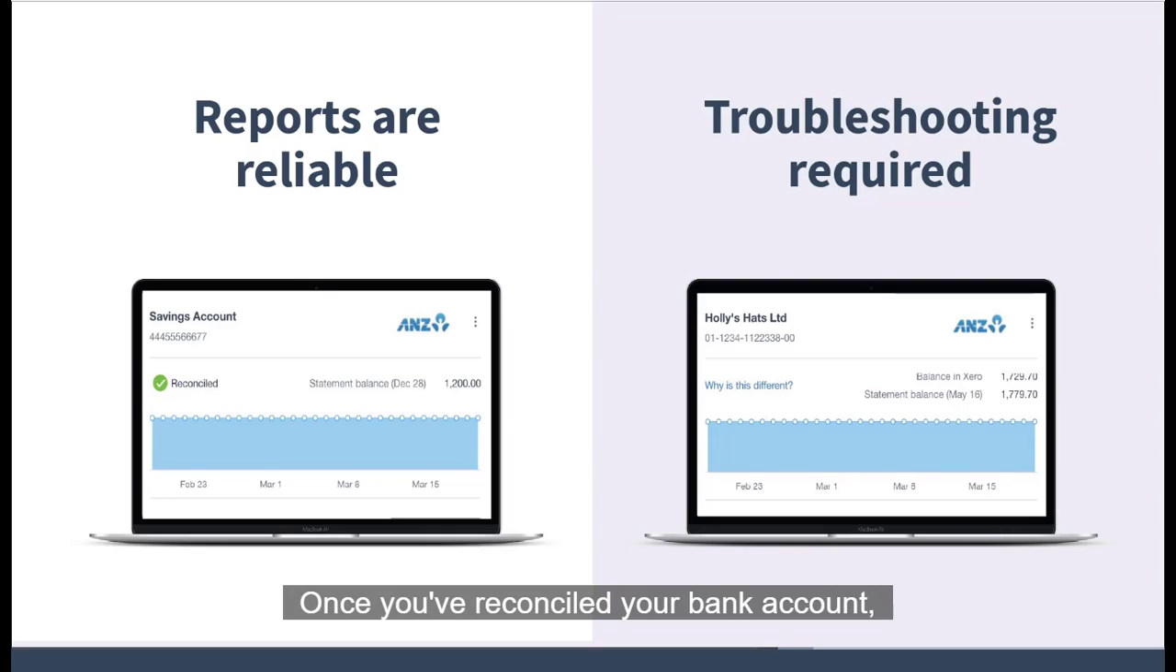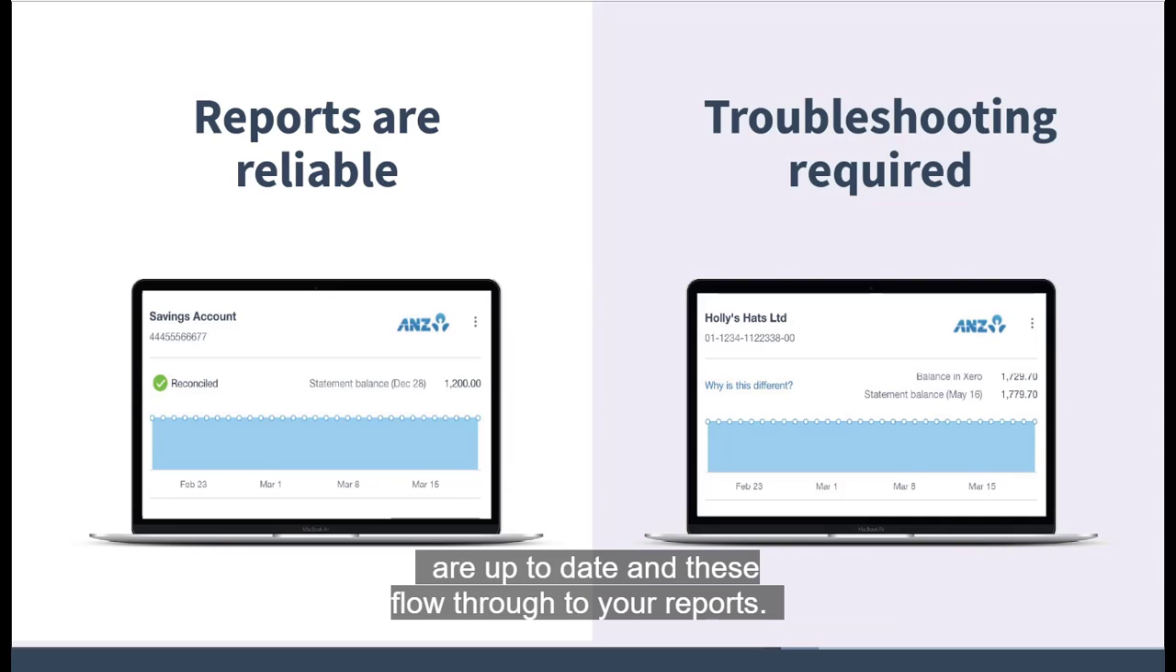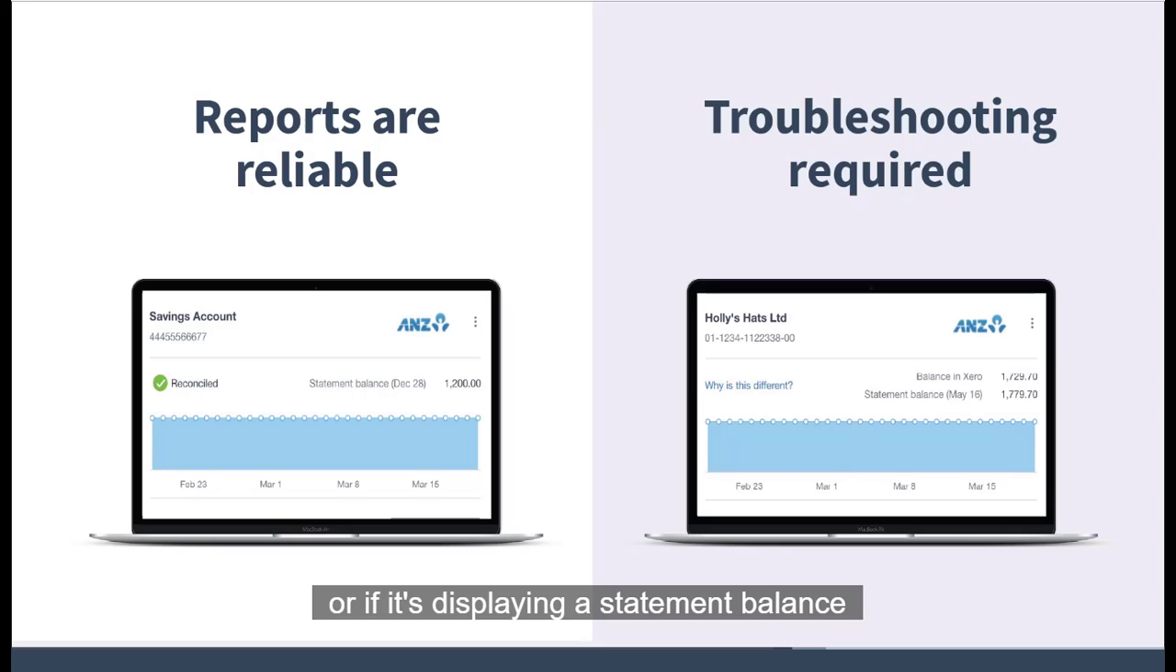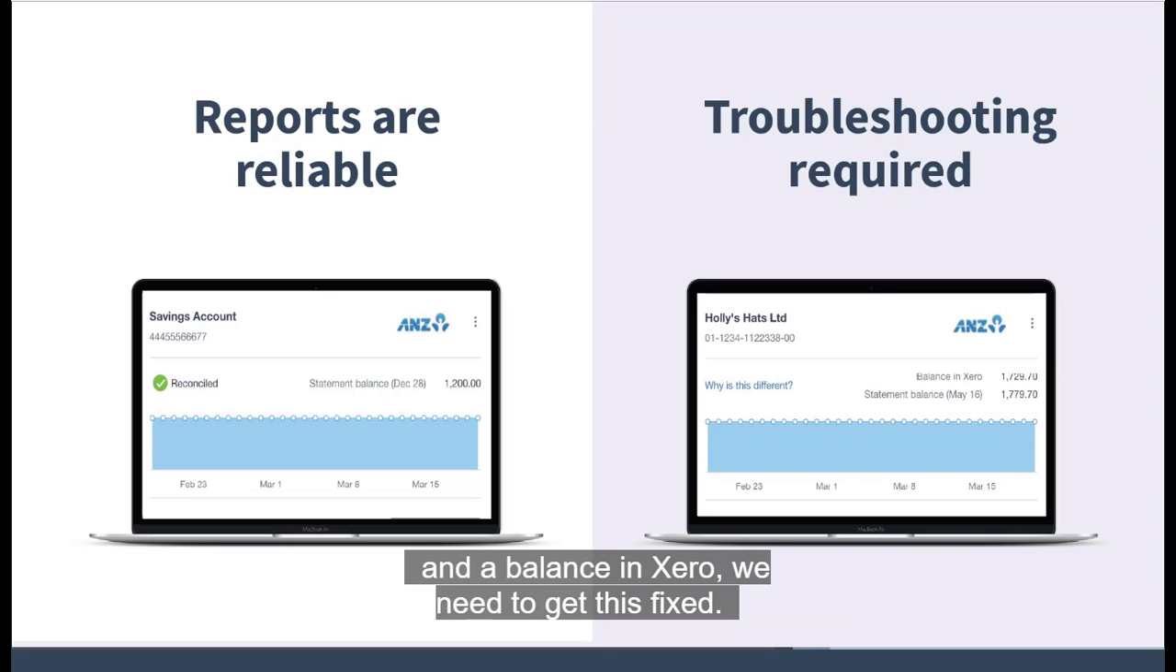Once you have reconciled your bank account, your numbers from cash transactions, customer payments, and supplier payments are up to date, and these flow through to your reports. Once your bank reconciliation is completed, make sure the statement balance displayed on the widget is the same as your online banking balance. If the widget is displaying an incorrect statement amount, or if it's displaying a statement balance and a balance in Xero, we need to get this fixed.